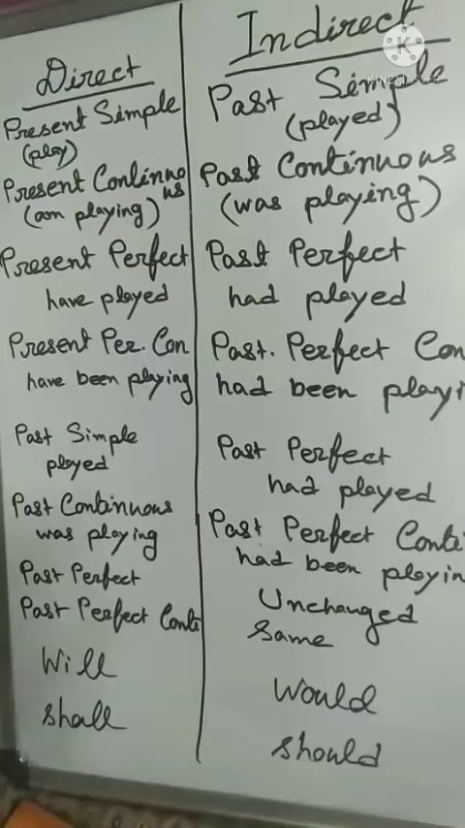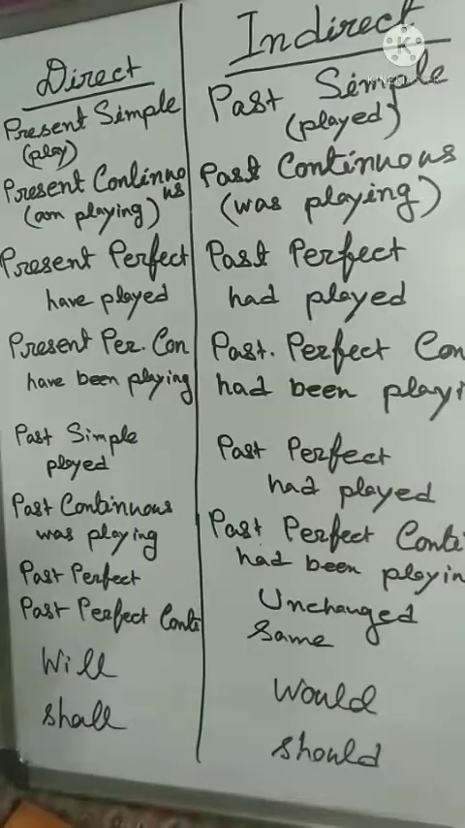Suppose Sheila said I have completed my project, that one is present perfect tense. And the indirect speech will be Sheila said that she had completed her project. See, have completed converts into had completed, means present perfect to past perfect, and my project changes to her project. The pronoun also changes, because Sheila is telling directly that I have completed my project. When I am reporting Sheila's speech, it will be her project, because I am not Sheila, I am reporting Sheila's speech indirectly.